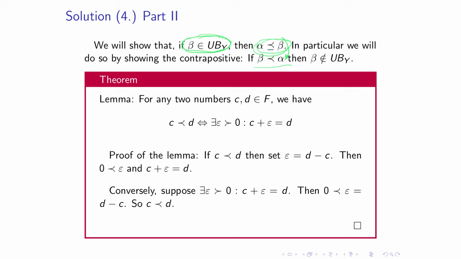We showed that in another video. So for the contrapositive, we will assume that and prove the negation of this, which is to say that beta is not an upper bound of Y. Why am I choosing to show the contrapositive instead of go directly for the statement?